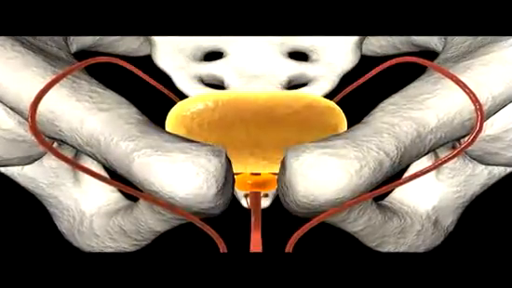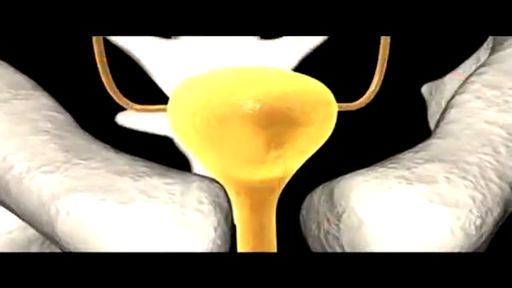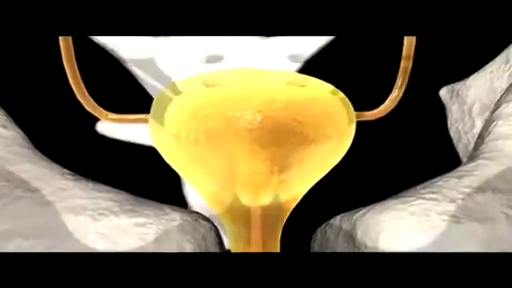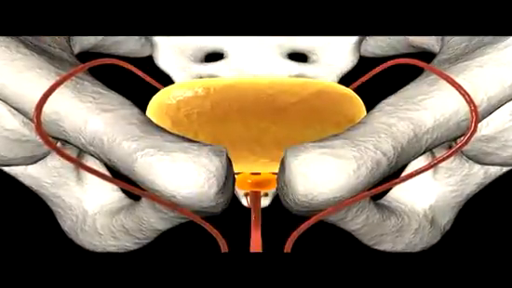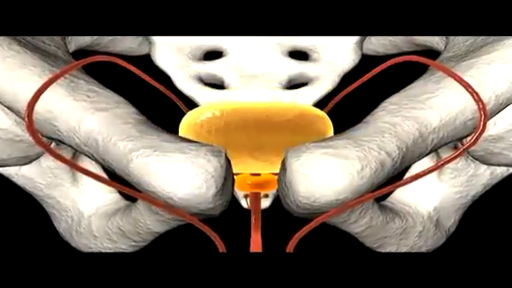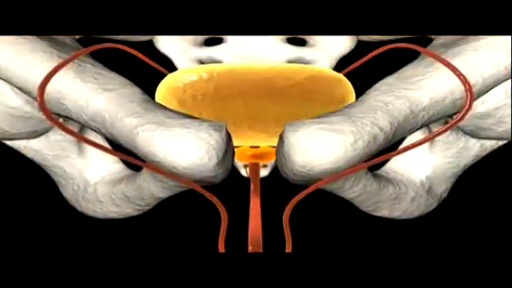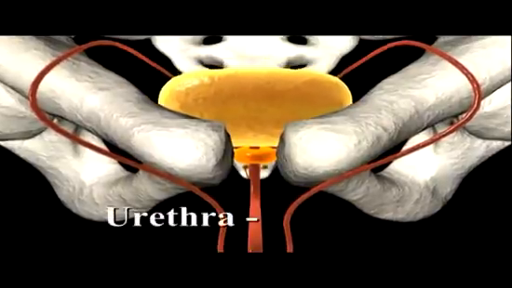bladder distension becomes acute. The average adult bladder will hold about 500 milliliters, or approximately a pint of urine, but the urge to urinate is triggered by considerably smaller accumulations. Urine completes its journey to the outside through a single narrow tube called the urethra.